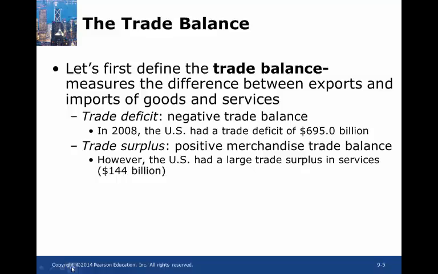We basically had a trade surplus in services of $144 billion. So while our overall trade deficit was negative, we had a trade surplus in services, but we had a much larger trade deficit in goods and services.